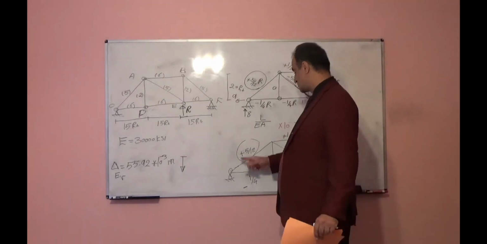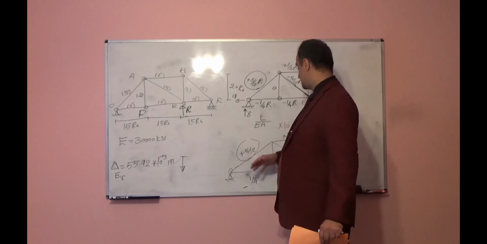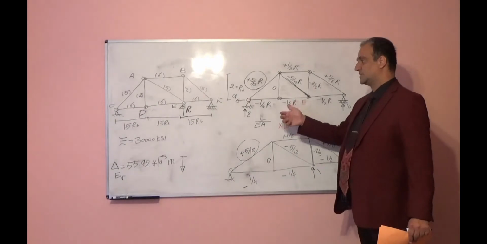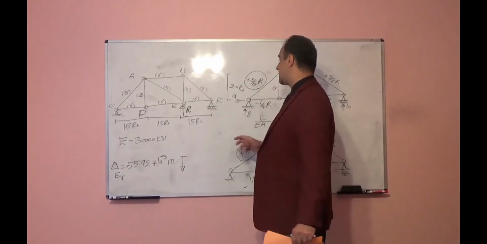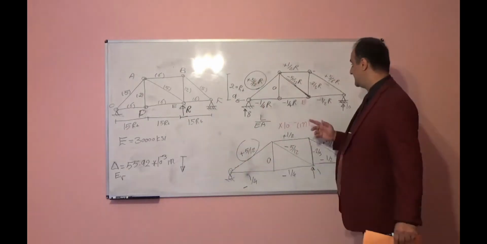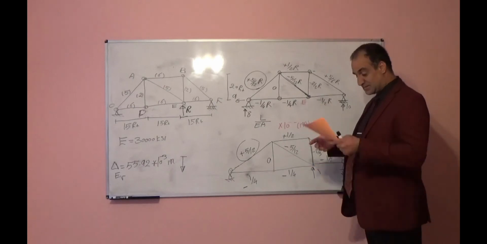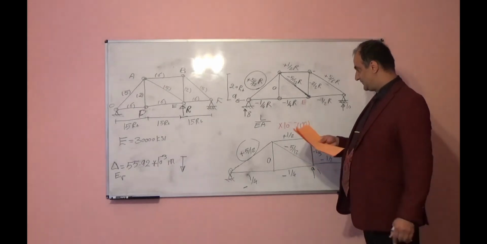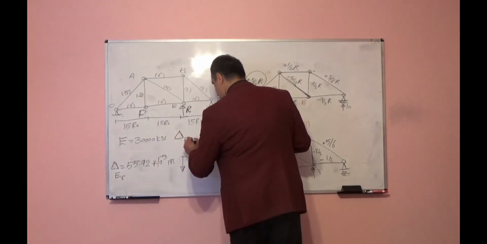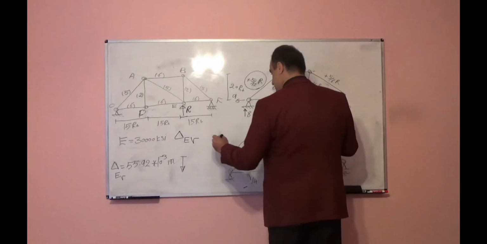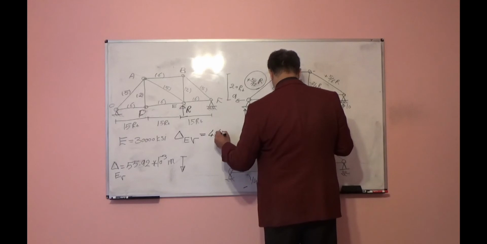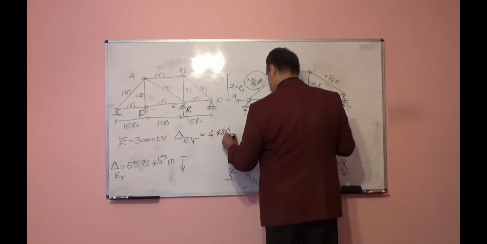So internal forces in each member under virtual load 1 times internal force for each member under this reaction R times the length of member divided by EA of each member will give us the displacement upward. So if we do that, we will find that point E, if we apply R here, will move up 4.486 R.